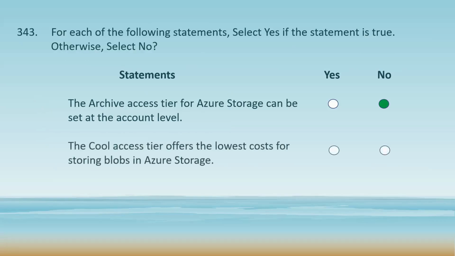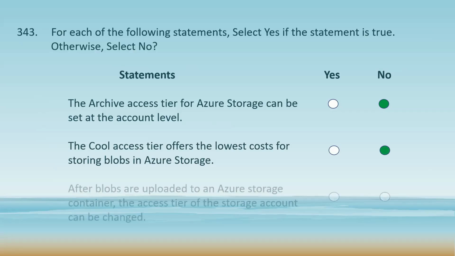The next statement is the cool access tier offers the lowest costs for storing blobs in Azure storage. You would obviously know that this statement is incorrect, as archive access tier is the cheapest among all the options available. And the third statement is, after blobs are uploaded to an Azure storage container, the access tier of the storage account can be changed. This statement is correct, my friends. You can change the access tier of a storage account from hot to cool or vice versa even after blobs have been uploaded to a container.